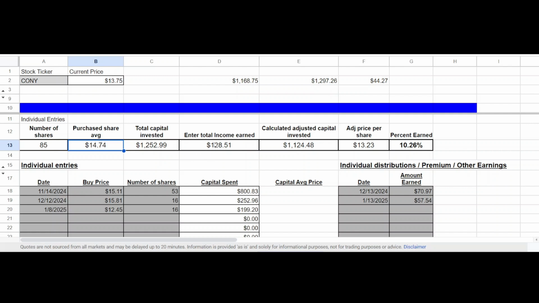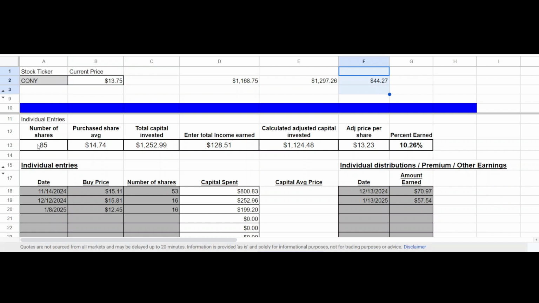But how much distributions have you earned? How many times have you earned, and everything else like that. That all matters. So you have to make sure you see the total amount of distributions you've earned and add that back in, because that shows you're actually not underwater. I actually am in the good. My calculated adjusted price per share is $13.23. The actual price of the stock is $13.75, which means I'm still in the good by $44.27.